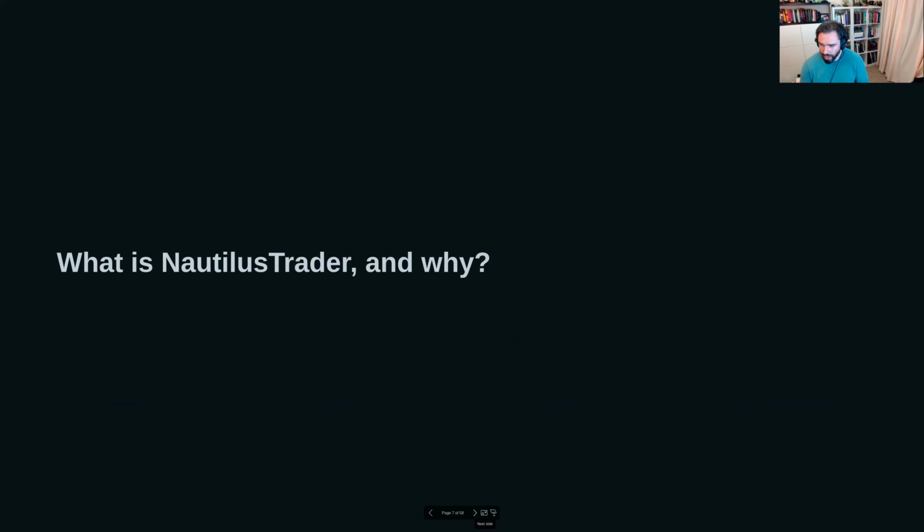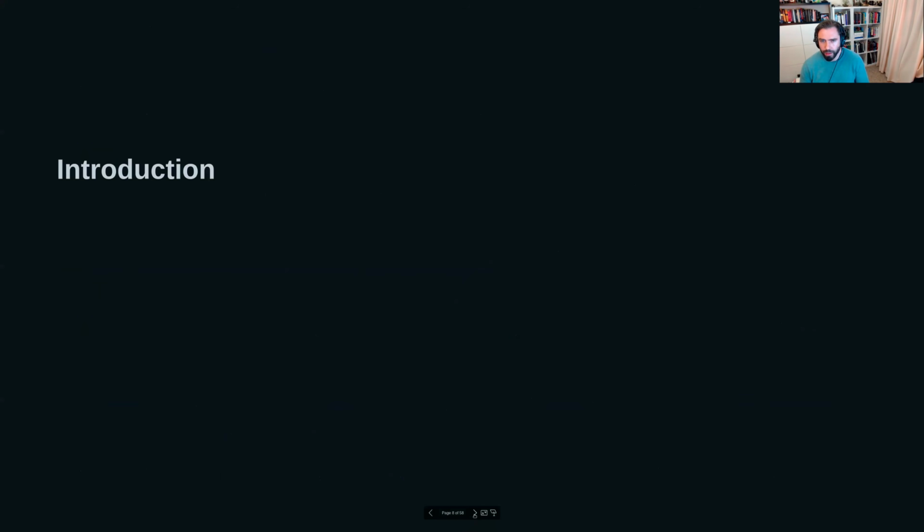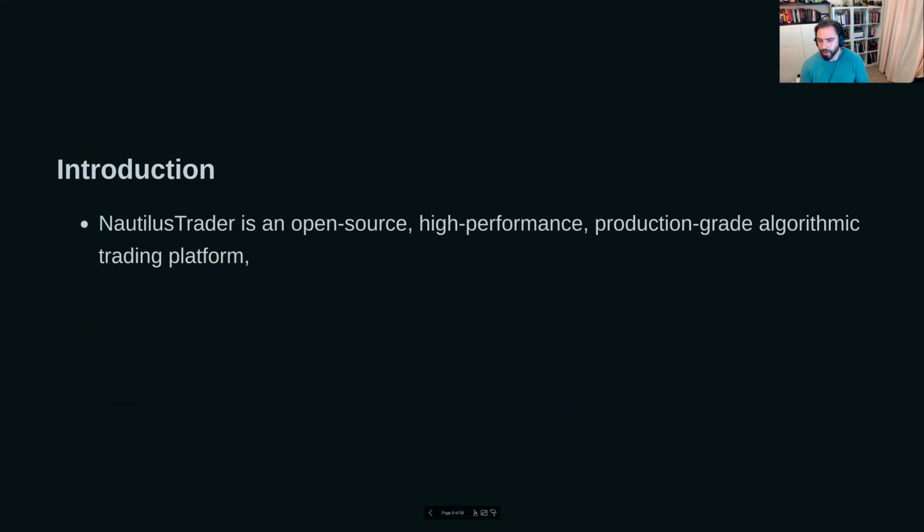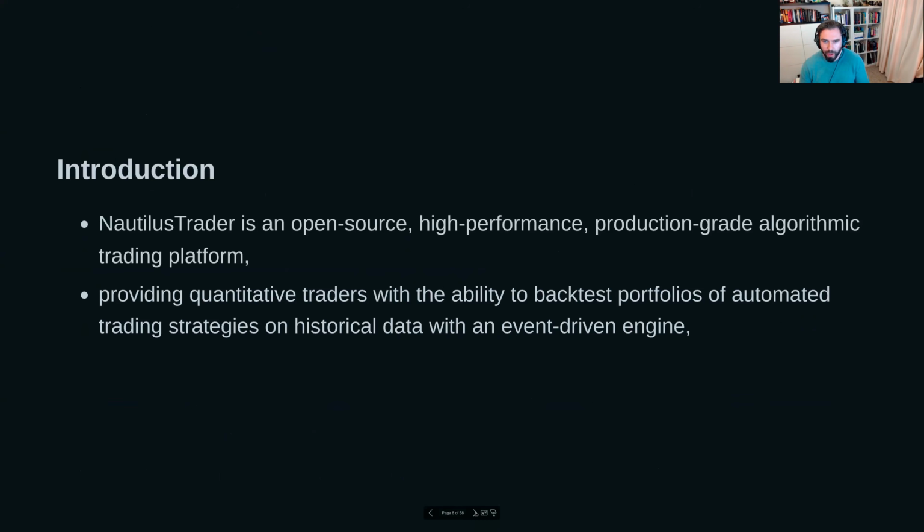So what is NautilusTrader and why? So the headline from the GitHub repo: NautilusTrader is an open source, high performance, production grade algorithmic trading platform. So the key points here: open source. It's available for anyone to pull from GitHub and just start running on their machine. We have some documentation that's starting to get fairly reasonably built out. It still does need some work.